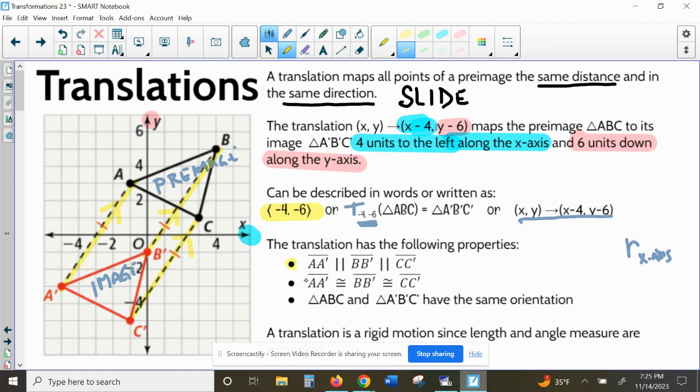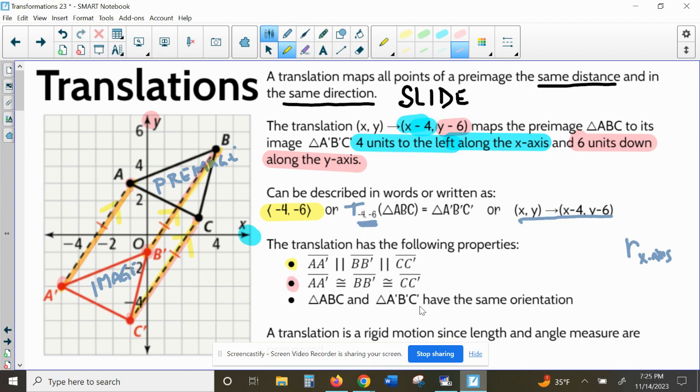The next one says that they are congruent in length, which means if I were to measure from here to here, the length of this would be the same as the length from here to here, and the same as the length from here to here. That makes sense because you're moving every single point exactly the same way. Basically you're moving them to the left 4 and down 6, and I'm moving all of these points, so they're going to be all the same distance. That's what they're talking about here.